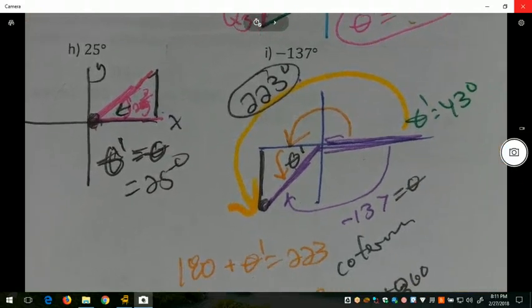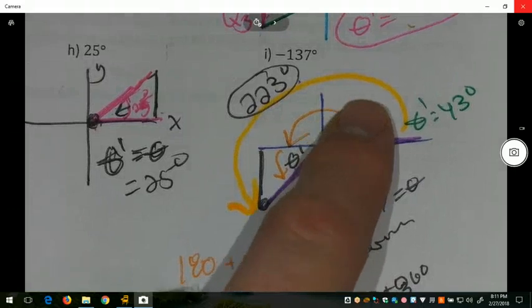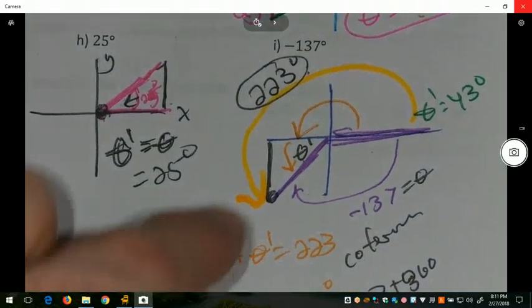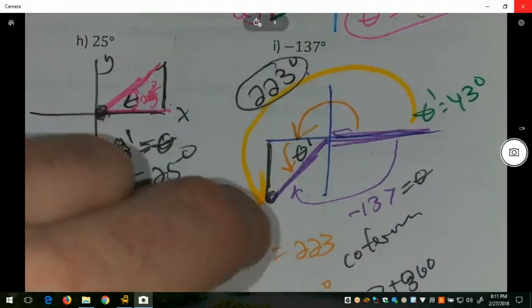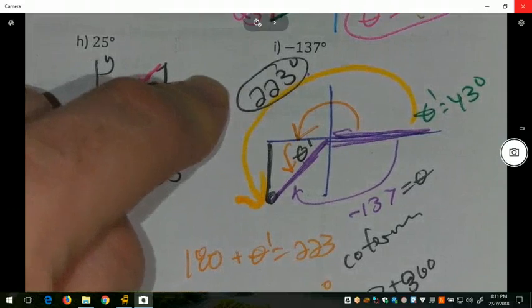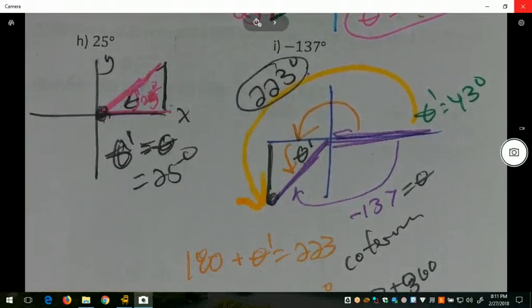This one was not as convenient. We started out with a negative angle. It didn't have a terminal ray in quadrant 1 or quadrant 4 like letters E and G. If it ends in quadrant 3 or quadrant 2, we're going to have to first find a positive coterminal between 0 and 360, and then do the rule to find the reference angle.